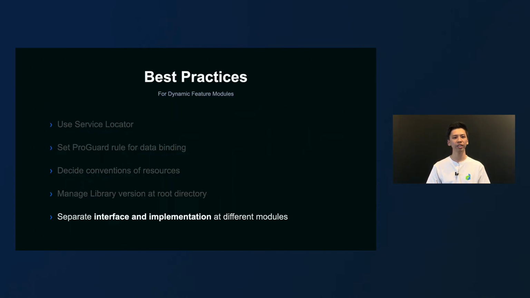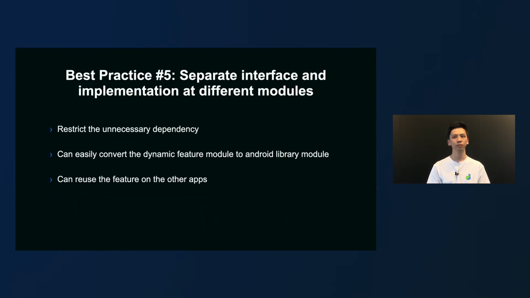So the last practice is to separate the interface and implementation into different modules. There are three benefits. The first one is to restrict unnecessary dependency. The second one, we can easily convert the dynamic feature module to an Android library module. And the third one, we can reuse the feature after we convert it to the library module.